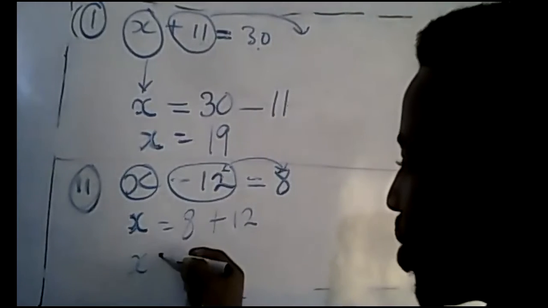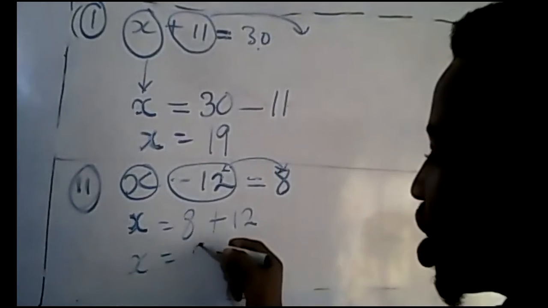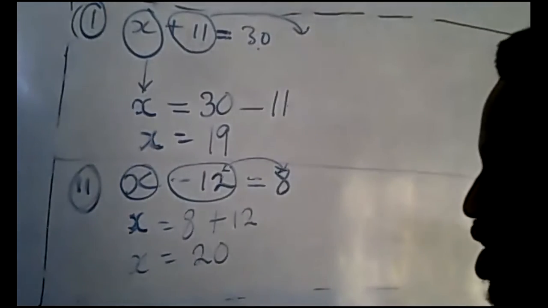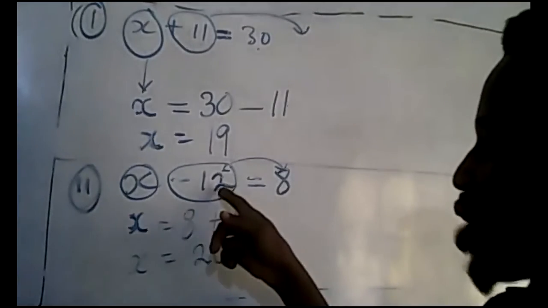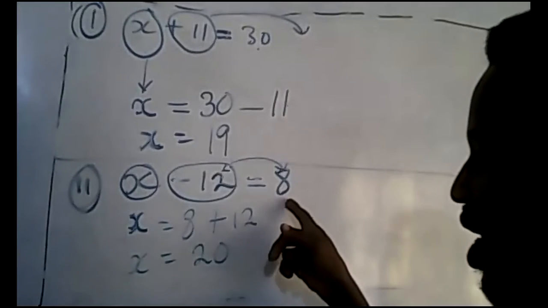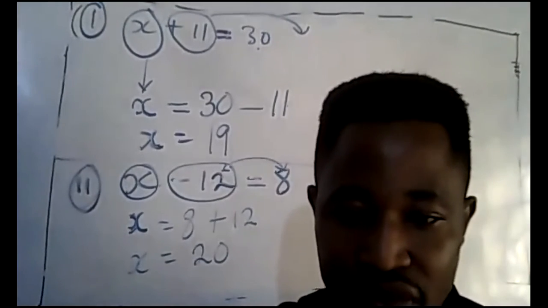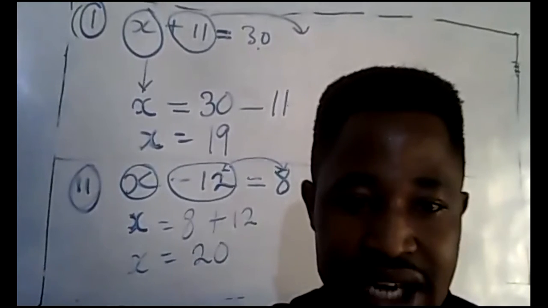So x will now become what? 8 plus 12 is 20. So what must I subtract 12 from to get 8 is 20. Quickly, let's go to the next exercise and see what we're told to do.